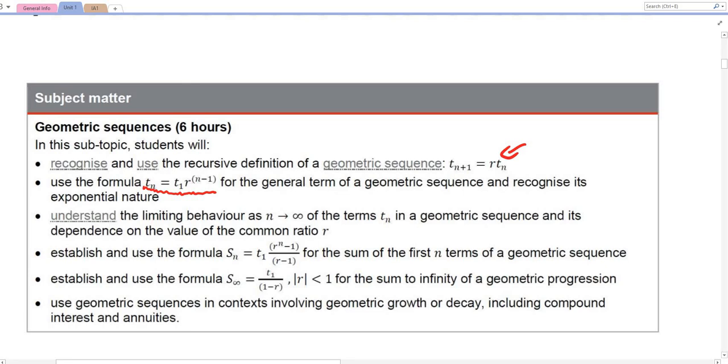We're going to look at what happens as you go towards infinity. So if you find like T1000, what's going to happen to your geometric sequence? We're going to use the series, so geometric series. We've got some rules there. So there's going to be 4 rules for this. Recursive rule, general rule, and then there's two separate rules for the series, depending on if you're finding a certain amount of terms or if you're finding the sum to infinity.